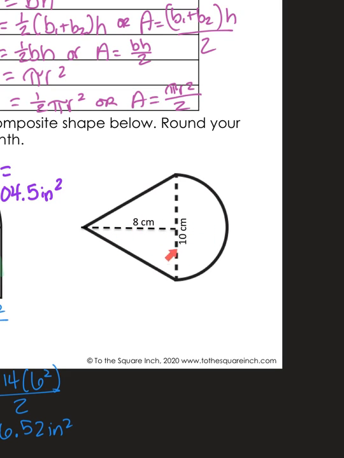Now looking at this right here, what do you see? What two shapes do you see? Well, I see a triangle and a semicircle. I'm going to start with a triangle.